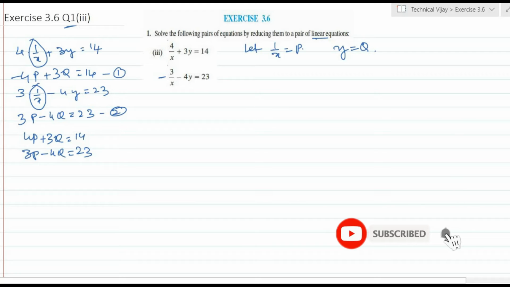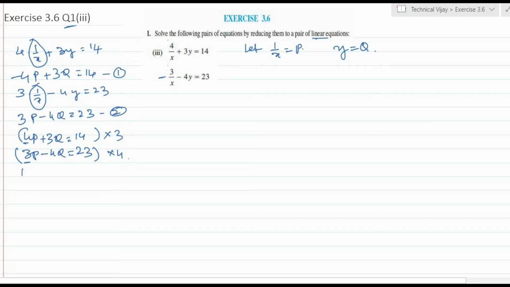So here observe these equations. The coefficients of these variables are not equal. So for that we will multiply this equation with 3 and this equation with 4. Then 3 4s are 12 and here also 3 4s are 12. So the p coefficients will become equal, so that we can subtract.